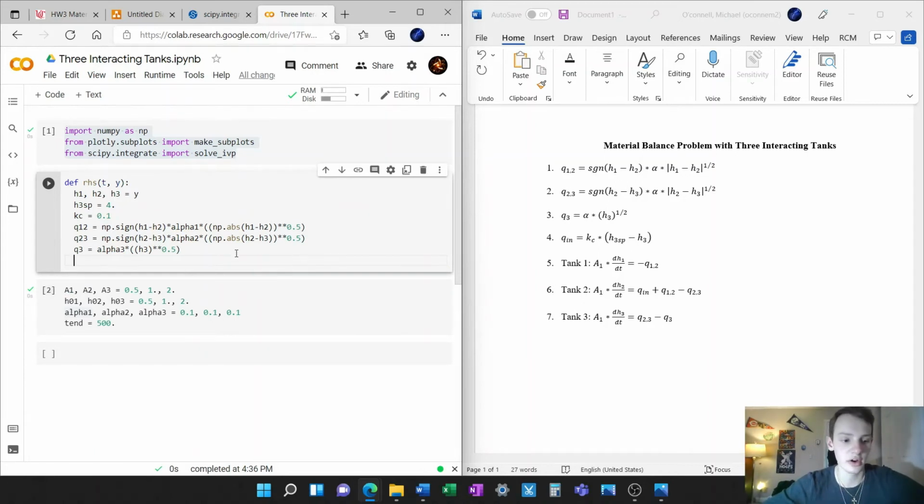So what do we want to return here? Well, what we want to return is the expression for dH1 over dt, dH2 over dt, and then dH3 over dt. Which is what? Well, that's the rate at which the height in the first tank is changing, the rate at which the height in the second tank is changing, and the rate at which the fluid height of the third tank is changing.